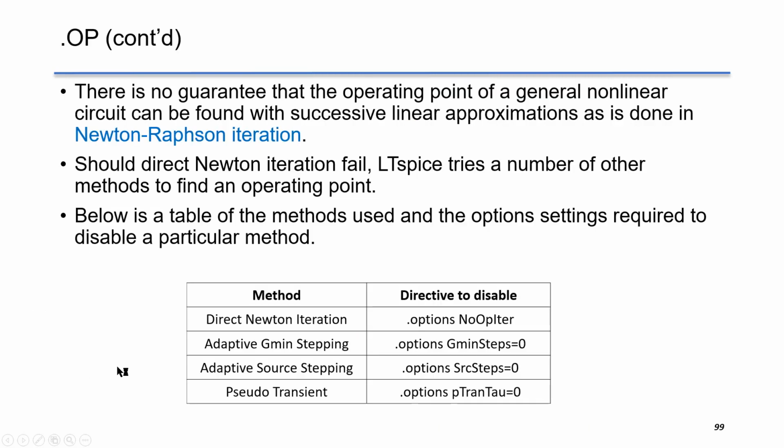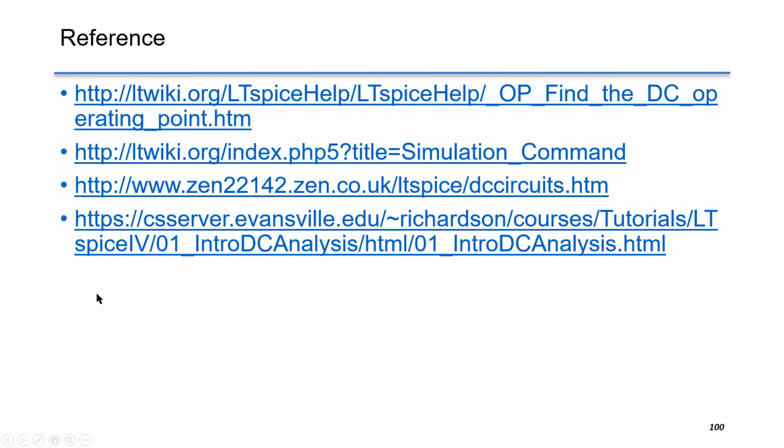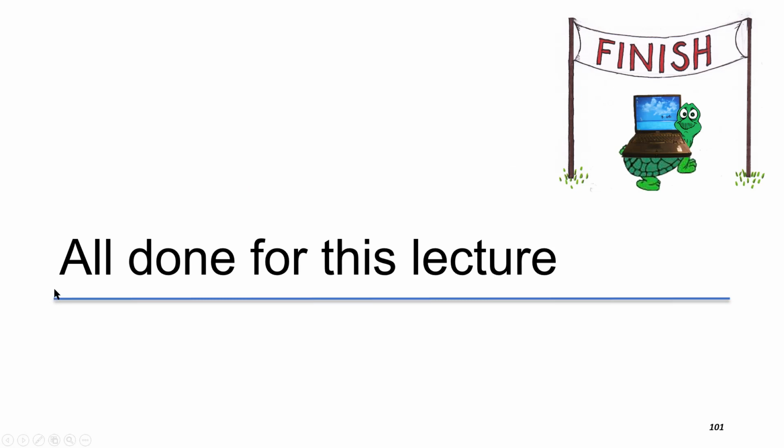There are different methods to estimate the DC operating points. It could be Newton-Raphson iteration or other methods. If the Newton-Raphson iteration fails, LTspice will switch to other choices as listed here. The left column shows 4 different methods, and the right column shows the SPICE directive to disable them. These are the references for this topic. It's all done for this lecture. Thank you very much.